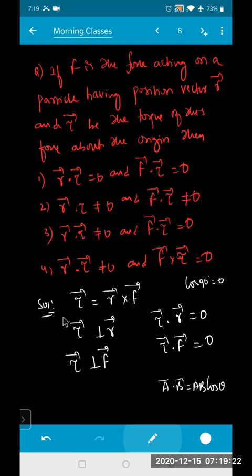And R bar cross F bar, so tau is perpendicular to R, tau is also perpendicular to F. That is the reason tau bar dot R bar and tau bar dot F bar will also be equal to 0. So the first option is your correct answer for the given condition. Clear?